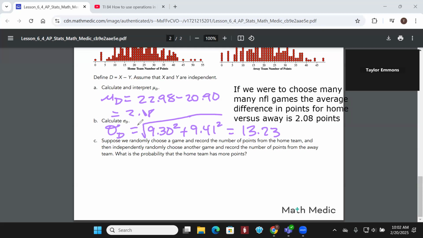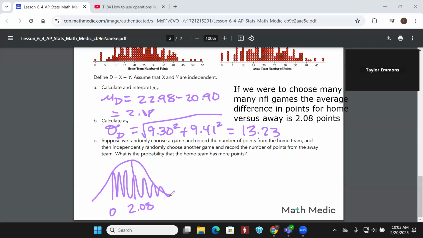Okay. C is where we got a little crazy. So suppose we randomly choose a game and record the number of points from the home team, and then independently randomly choose another game and record the points from the away team. What is the probability that the home team has more points? Okay, so what is the mean? 2.08, right? We want the home team to have more points. So if we were going to find the difference between the home team and the away team, is it going to give me a positive value if the home team has more points, or a negative value? A positive. But anything greater than 0 would give me that result.